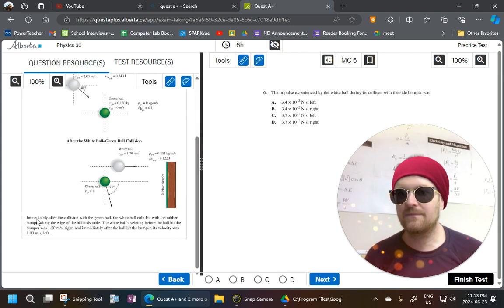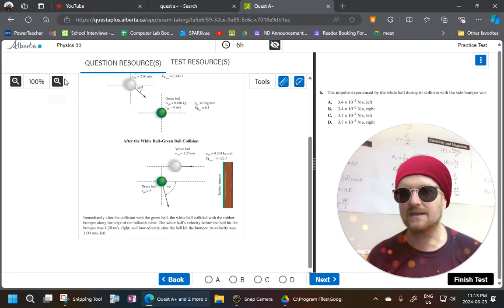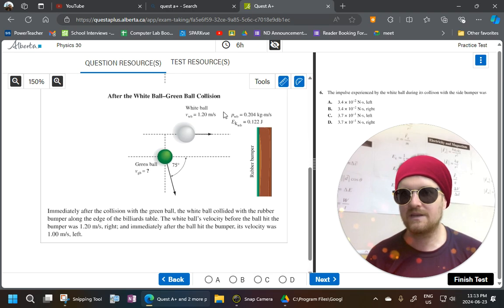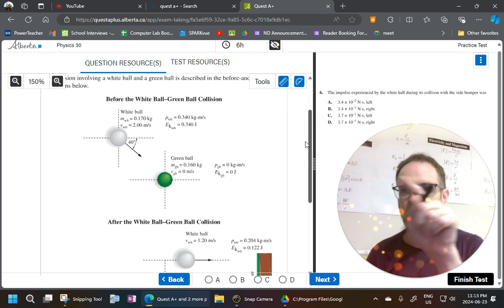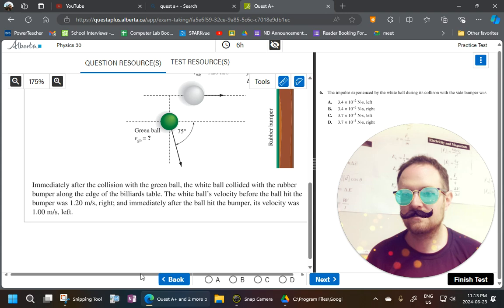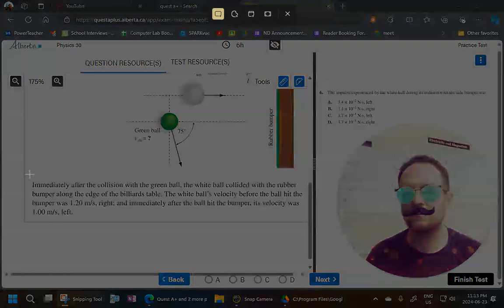Okay, so now this is why this information over here, where it immediately hits this ball, what's the impulse? Remember, impulse is change in momentum, right? So if I want to find the impulse down here, which is the white ball, I need the mass of the white ball. The mass of the white ball is 0.17. So I'm going to snip this little part of the bottom here. That's all I need. Let's do a little bit of math on the bottom here.